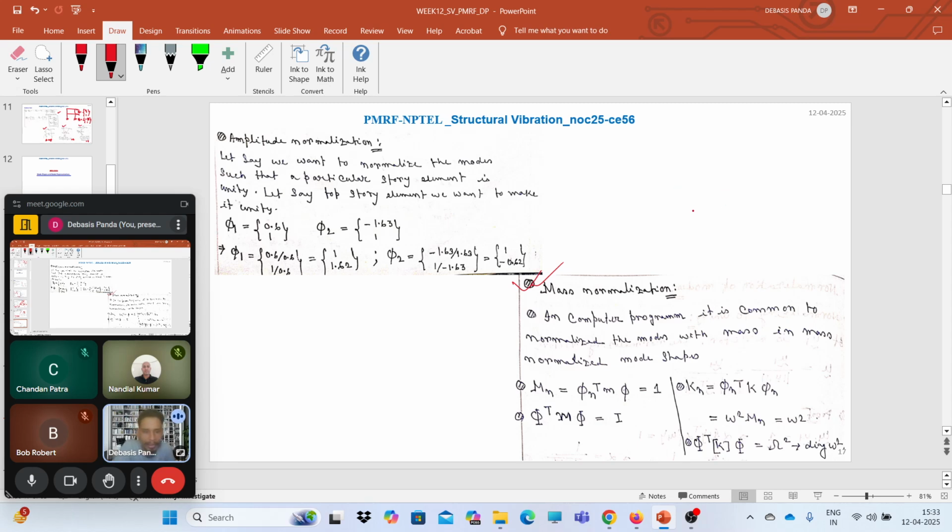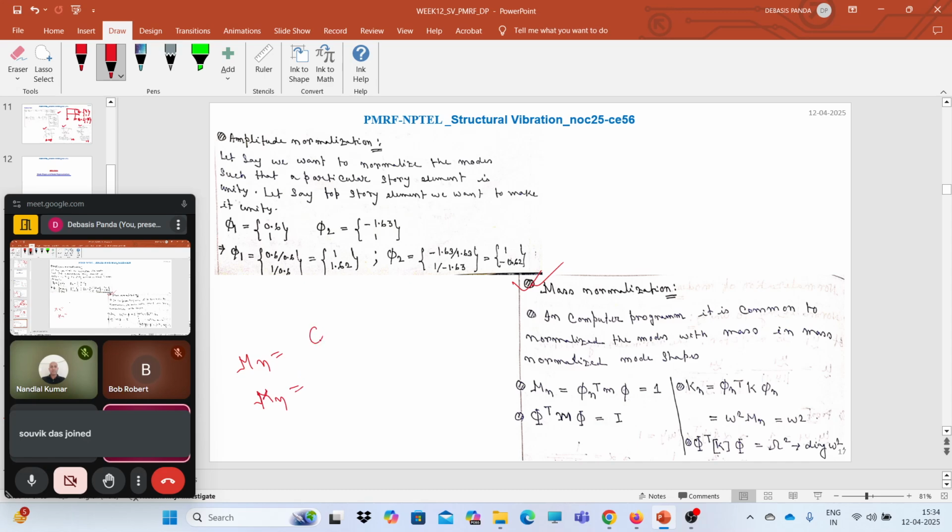So for the mass normalization, this actually makes the computation easier. When we look at the computational time or the effort we need to put in without mass normalized mode shapes, and compare it with the mass normalization approach, that computational effort will be less. If we want to mass normalize a mode shape, what do we need to do? phi n transpose M phi n, that will be Mn.